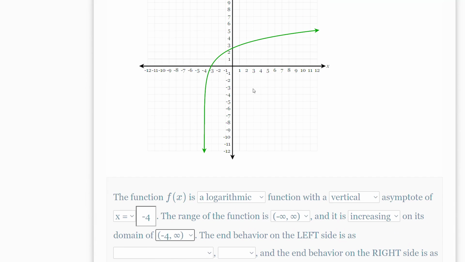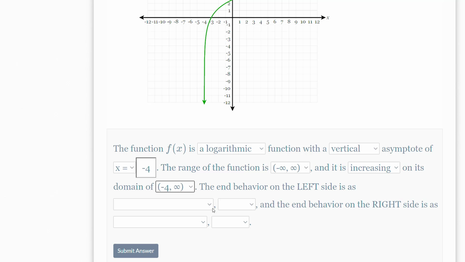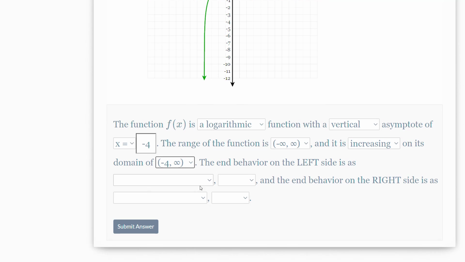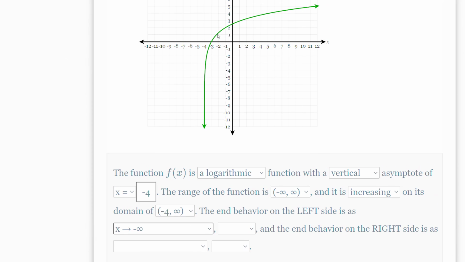And the last thing is just the end behavior. The end behavior on the left side is as your x's approach... Now here's the deal. You can't select this. That's not true. On the left side, your end behavior, read it from the right to the left. Read it from the origin on out. As you approach -infinity, you can't approach -infinity. You never get to -infinity.